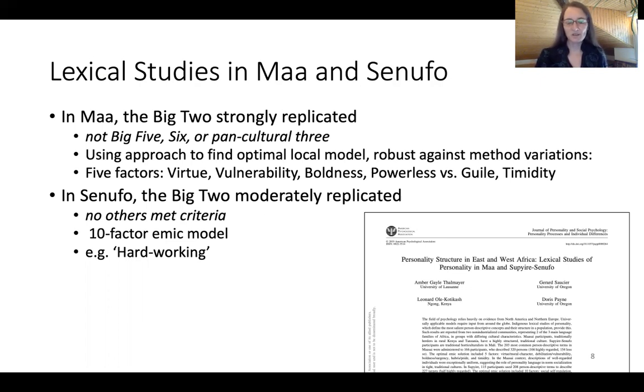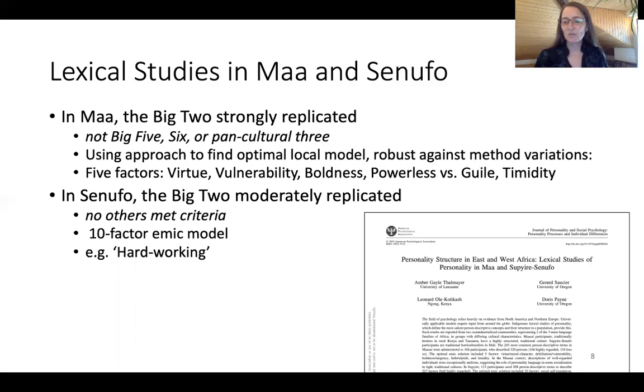In both of these studies, our Big 2 model was replicated, but no other models were supported. And the emic models found were 5 factors in Maa and 10 in Senufo. I can't go into detail about those models, but I'd like to give just one example. In neither of these studies did we see anything like openness or extroversion. But in Senufo, one factor that emerged was hardworkingness. The list had a lot of different words in Senufo, but they were all translated into English as something like lazy, lazy, lazy, lazy, but they were different words in Senufo.